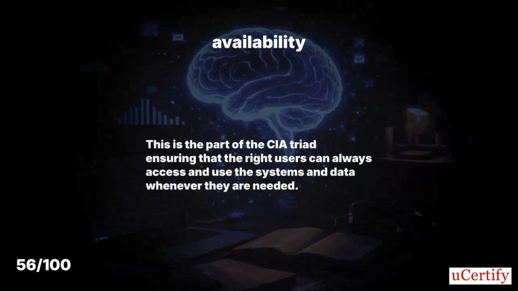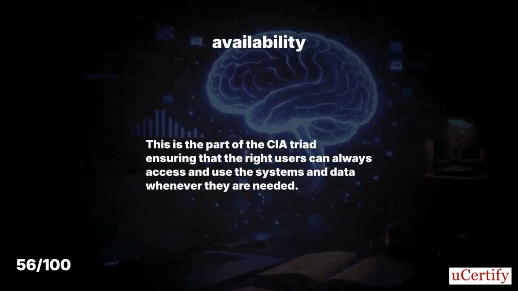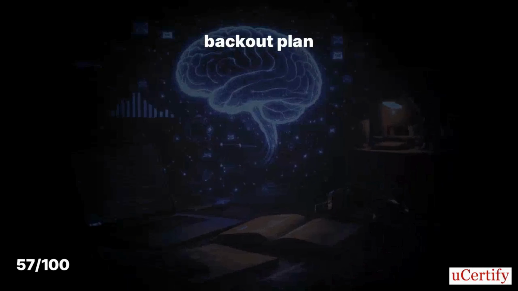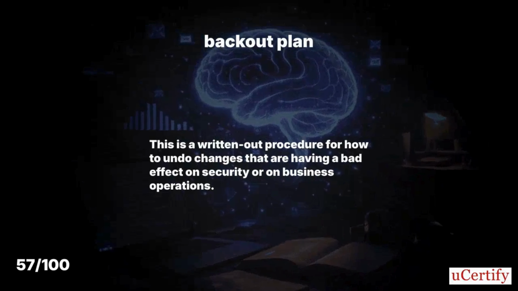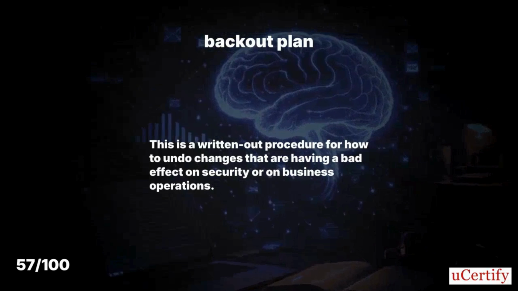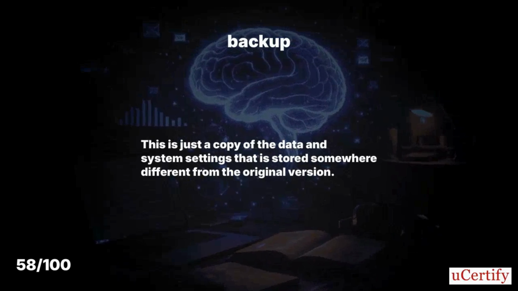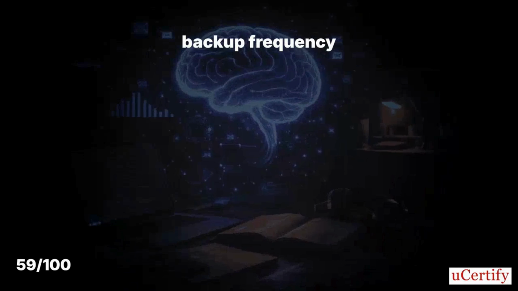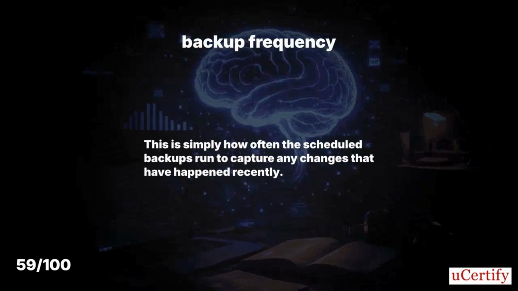Availability. This is the part of the CIA triad ensuring that the right users can always access and use the systems and data whenever they are needed. Term. Backout plan. Definition. This is a written-out procedure for how to undo changes that are having a bad effect on security or on business operations. Term. Backup. This is just a copy of the data and system settings that is stored somewhere different from the original version. This is simply how often the scheduled backups run to capture any changes that have happened recently.